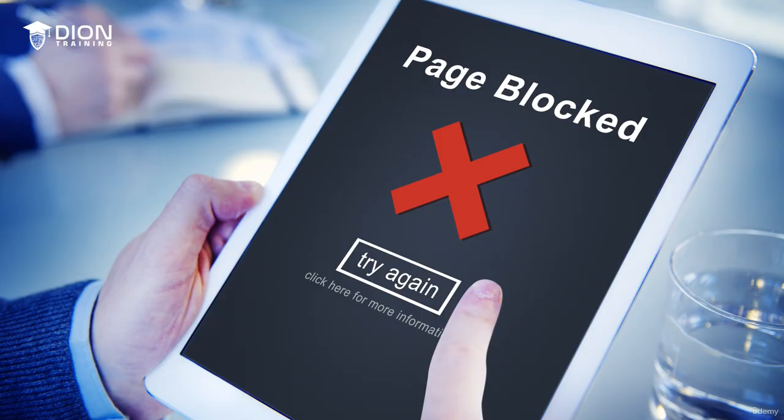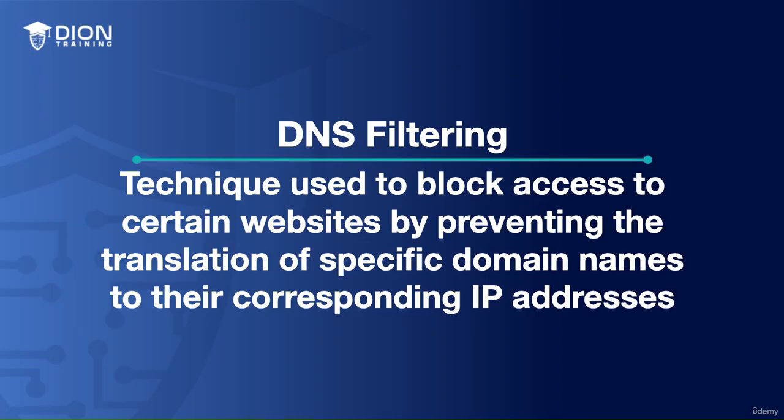Now that we have covered web filtering, let's take a look at an alternative filtering method known as DNS filtering. DNS filtering, or domain name system filtering, is a technique used to block access to certain websites by preventing the translation of specific domain names into their corresponding IP addresses.